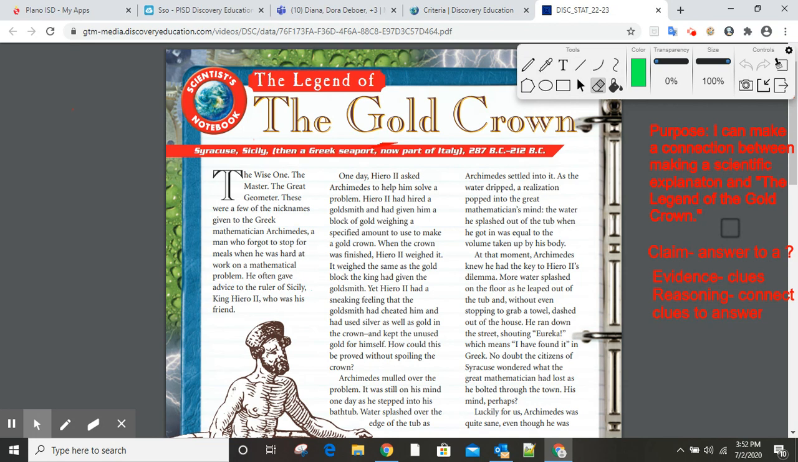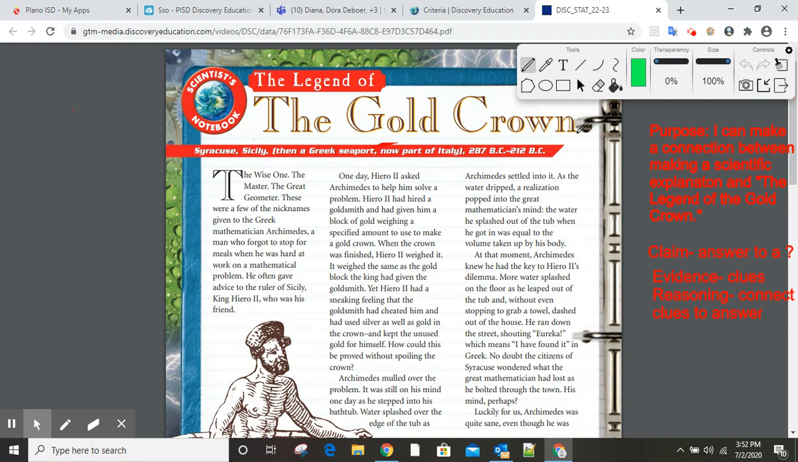So our purpose is I can make a connection between making a scientific explanation and the legend of the gold crown. If you are not quite sure what a scientific explanation is, I put the components down below. A scientific explanation is a claim, which is an answer to a question, evidence, which are the clues that led to the answer, and then reasoning, which is when you connect the clues to the answer. So that is what a scientific explanation basically does. So let's take a look at this article.